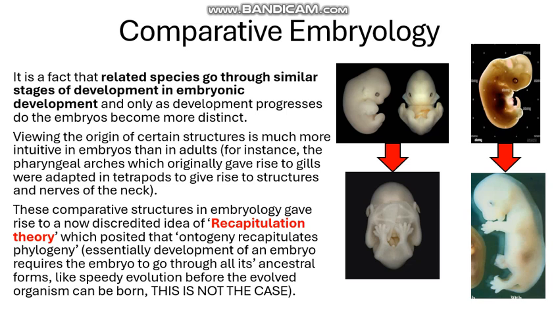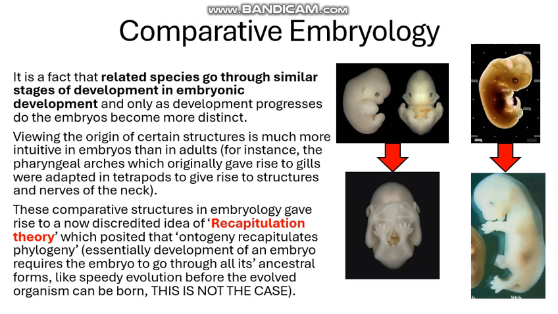So, talking a bit more about comparative anatomy in a specific field called comparative embryology, which looks at different species' embryos for physical similarities and differences. It's a fact that related species go through similar stages of development in the embryo, and only as development progresses do the embryos become more distinct. Viewing the origin of certain structures is much more intuitive in the embryo than in the adult.